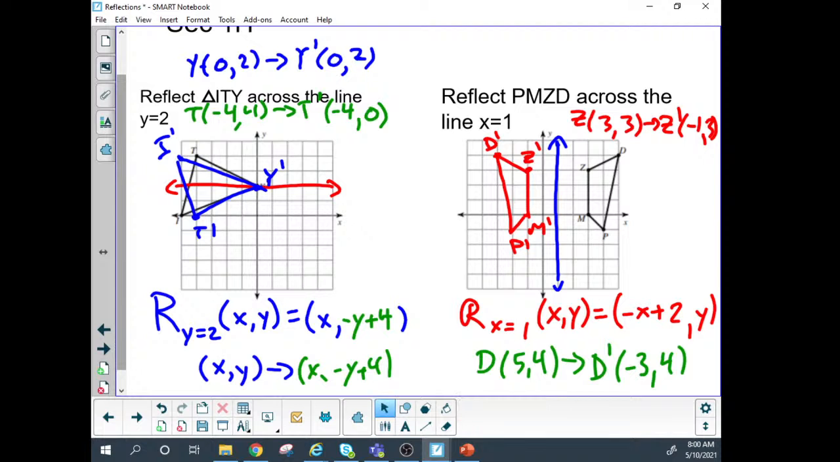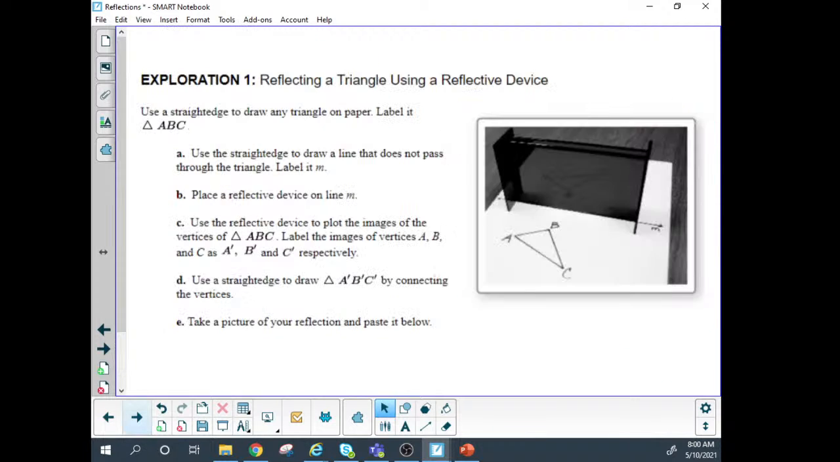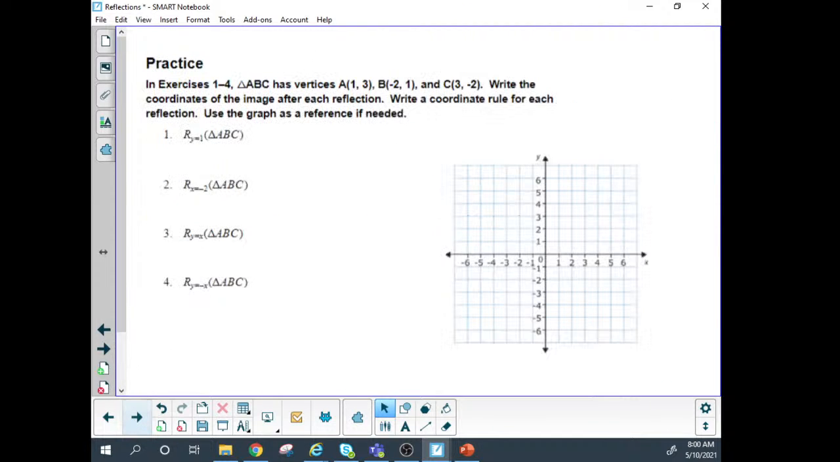Alright, well, open your Chromebook if you haven't done so, and go to the reflections document. How'd you do on these? You got coordinate rules? Kind of similar to what we just did. A is at 1, 3. B is at negative 2, 1. And C is at 3, negative 2.